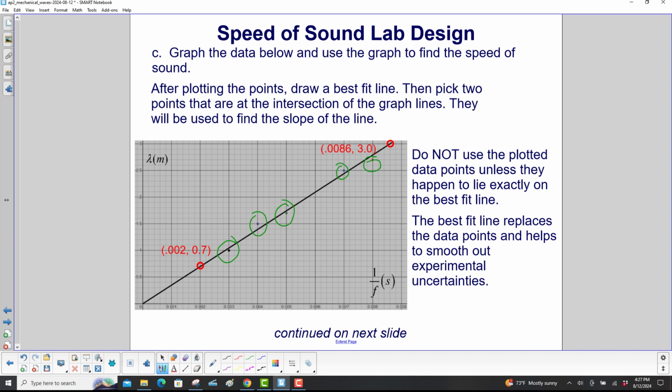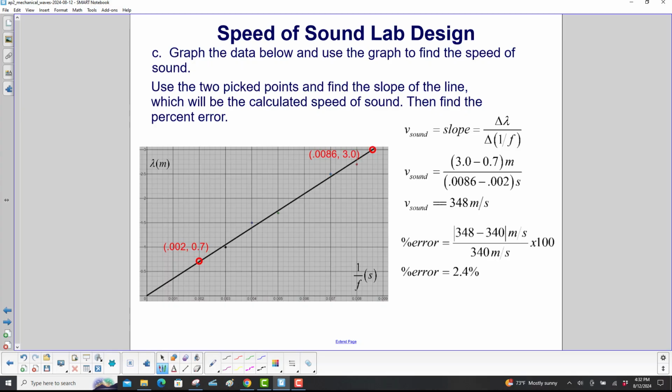draw a best fit line. Then pick 2 points that are at the intersection of the graph lines. They will be used to find the slope of the line. These are the 2 points. Now, do not use the plotted data points unless they happen to lie exactly on the best fit line. The best fit line replaces the data points and helps to smooth out experimental uncertainties. Use the 2 picked points and find the slope of the line, which will be the calculated speed of sound. Then find the percent error.